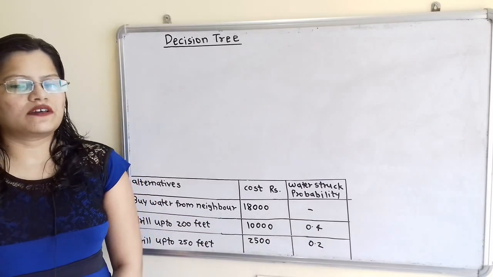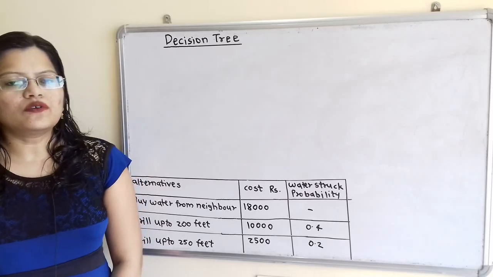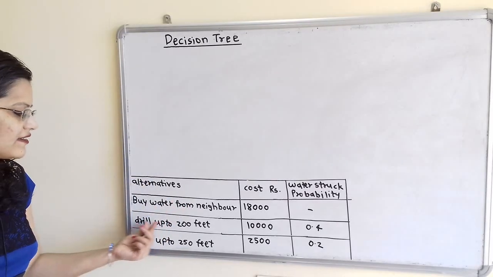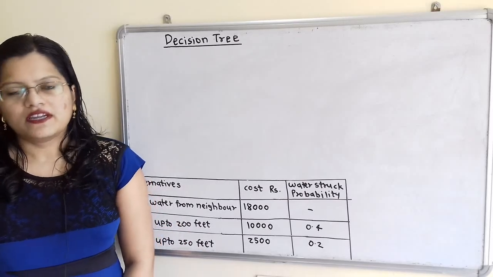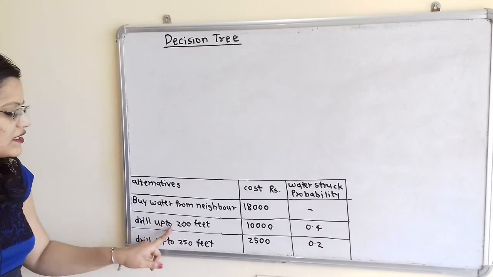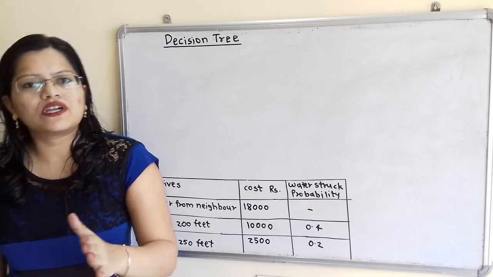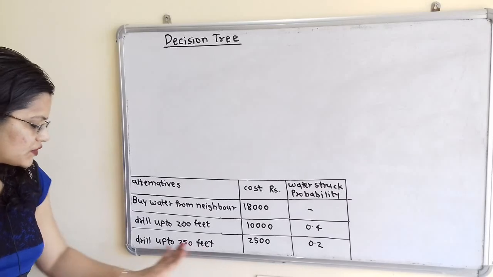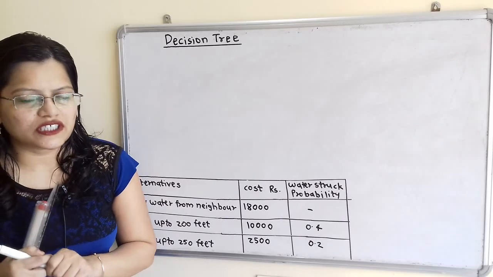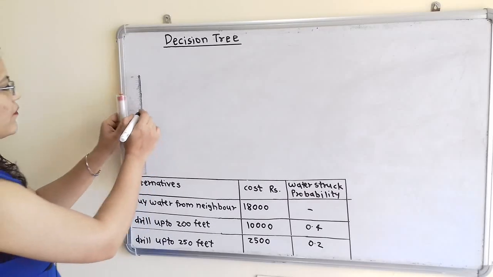Now we have to draw here the decision tree. So first we have to make the 2 decisions, that is buy water from neighbor, and second option is drill up to 200 feet. Now the third option will depend on the second option, that is when we drill well up to 200 feet, then if no water struck, only then we have to move for the third option, that is drill well up to 250 feet. So first there are only 2 decisions available and we have to show it with decision node. So that will be our first decision.